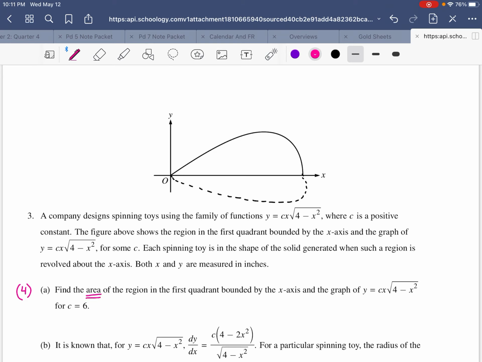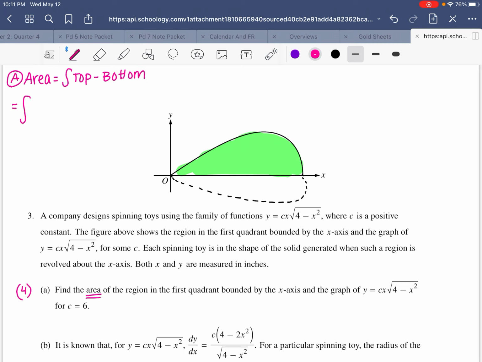Part A says find the area of the region in the first quadrant bounded by the x-axis and this graph. So I'm trying to find this area right here. You're not allowed to use a highlighter on your exam. I'm just trying to point this out to you. We're looking for this area. Well, I know to find the area of any solid here, I'll do part A up here. I know that the area is integrate the top minus the bottom. That's how we do it.